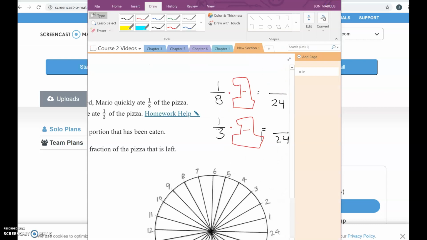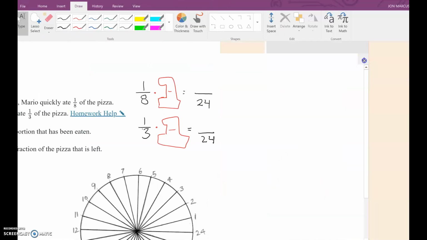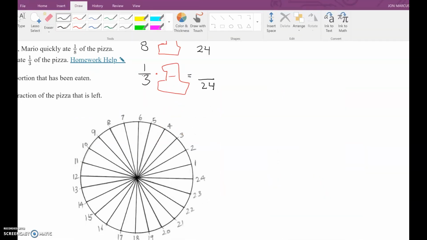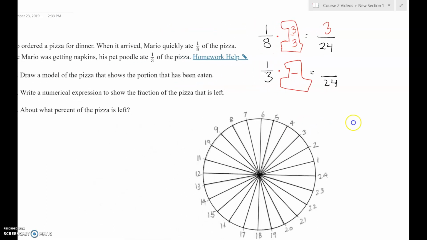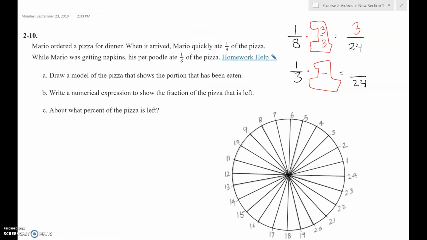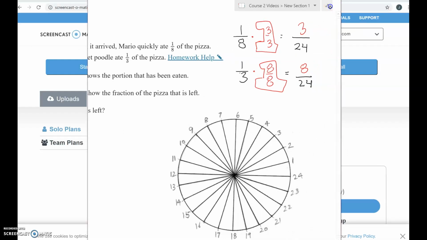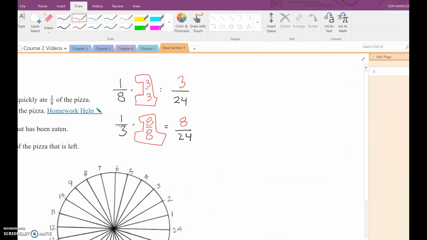What's happening? Oh, no. All right, let's see. So 8 times 3 gets us 24. So 1 times 3 is 3/24. So Mario ate 3/24, and the poodle ate 8/24. Oh my gosh. All right, let's try this again.